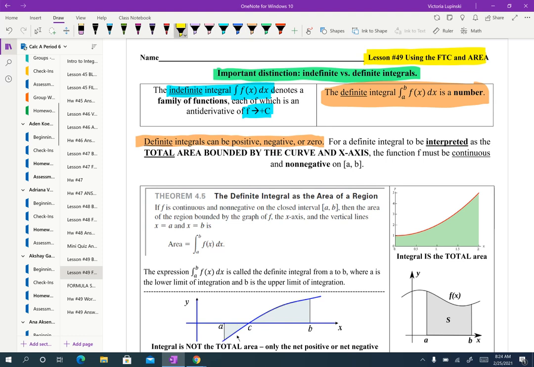So, the important thing for today's lesson is that for a definite integral to be interpreted as the total area between the curve and the x-axis, the function has to be continuous and totally non-negative on the interval from a to b. So again, read that carefully just to make sure you understand what it says. If you want the answer to be the total area bounded by the curve and the x-axis, it has to be continuous, which means no breaks, and it has to be entirely positive.